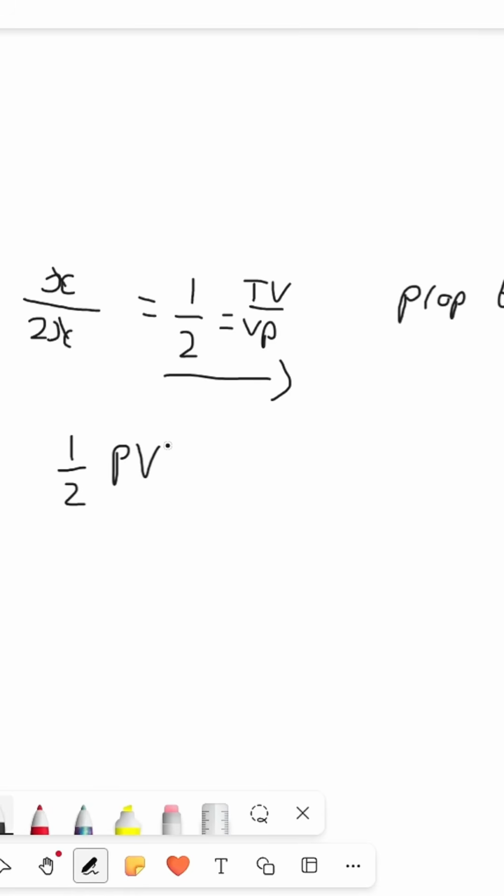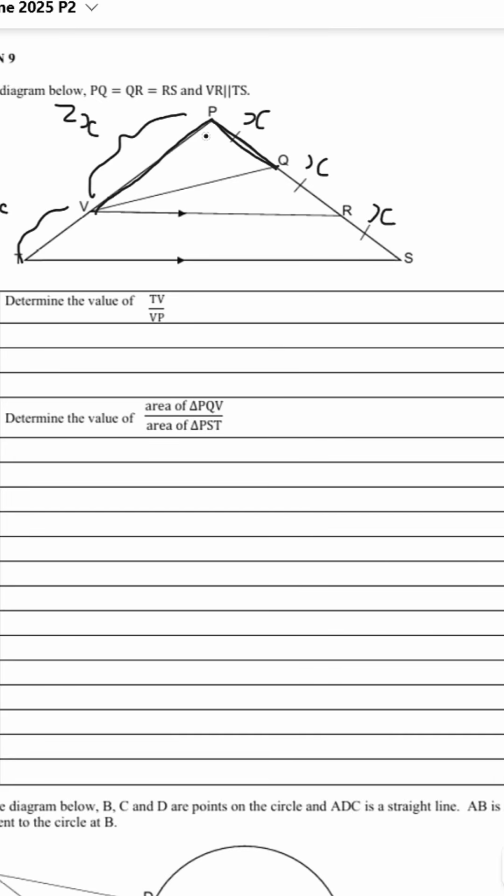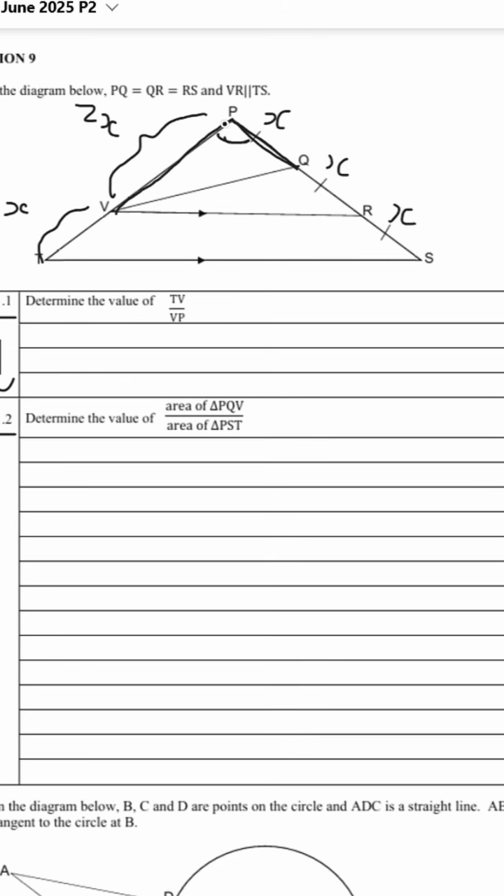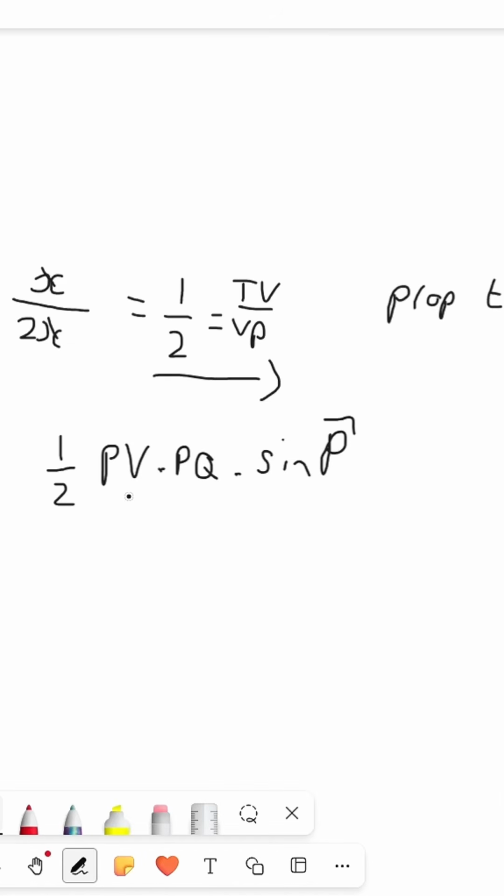So we're going to go half PV times PQ multiplied by sine of the angle in between these two sides, which means it is angle P over here. So we're going to go sine P. The reason we want to work with sine P specifically is that it is a common angle in this triangle VPQ and also in triangle TPS, which means that it is going to cancel out quite nicely for us.